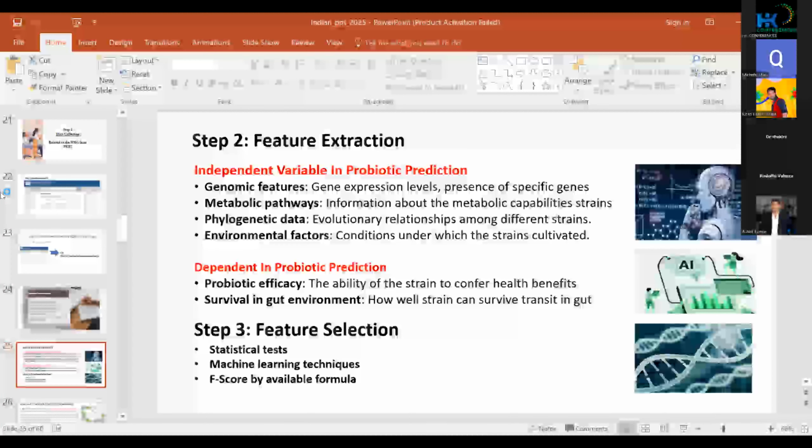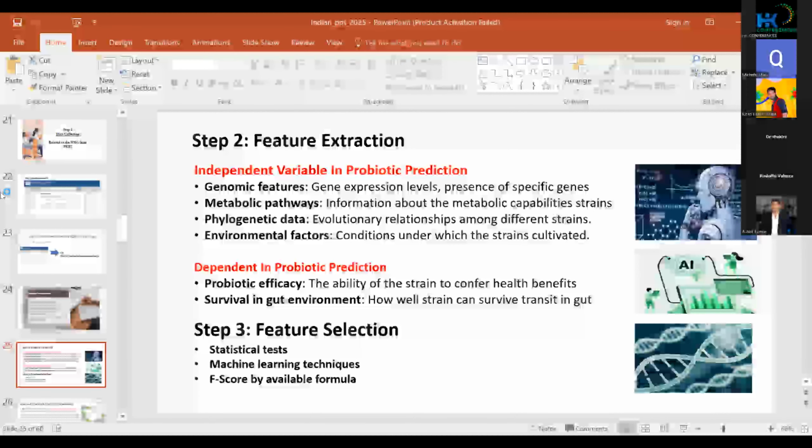Then in probiotic selection, we selected our desired features, right? Features such as gene expression level, presence of specific genes, as well as presence of a metabolic pathway. Then evaluation of the relationship between different strains, then environmental factors and conditions under different types of selection. Then the dependence of probiotic prediction as well. The ability of a strain to confer host benefit is another feature in our data as well.